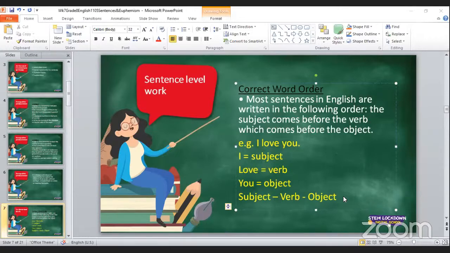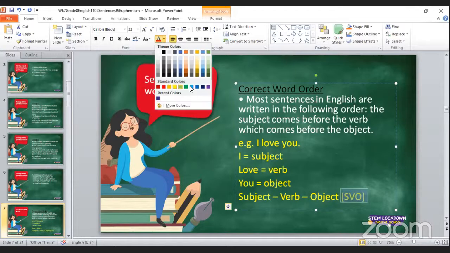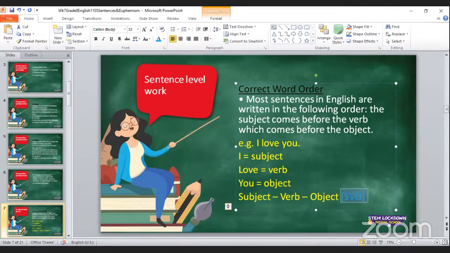Okay, remember, this is how this should go. This is the order it should be. One good way to remember this order is this acronym, SVO. SVO meaning subject, verb, and object. That is the order of our sentences. Okay.